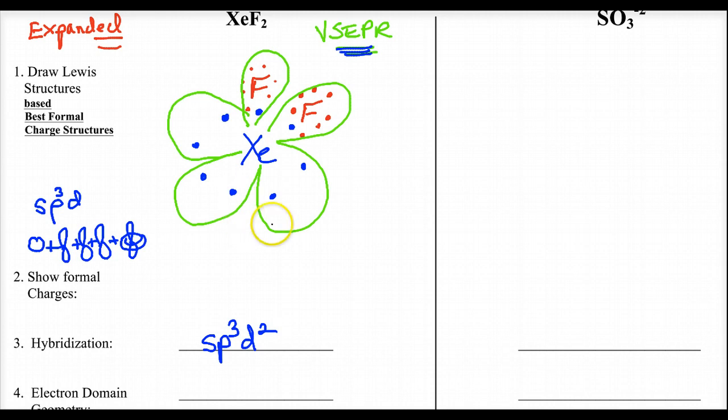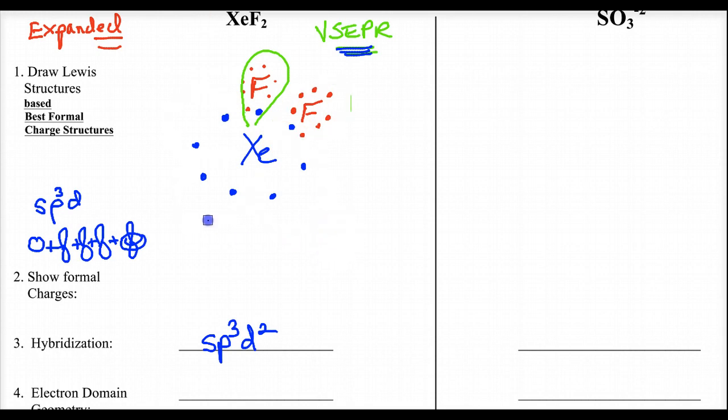All right, now I'm going to rewrite this. You can certainly leave this as such, but I'm going to rewrite this to clean it up and make some sense of it. You don't have to rewrite it, but I'm going to. So I have xenon in the middle. I have 5 pairs of electrons that repel themselves into a trigonal bipyramidal shape.